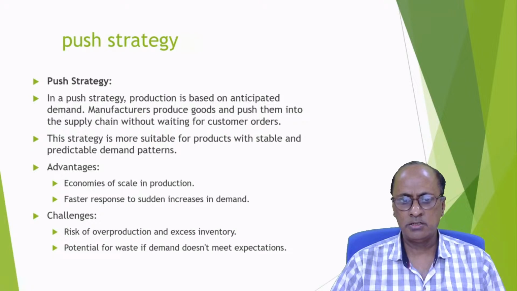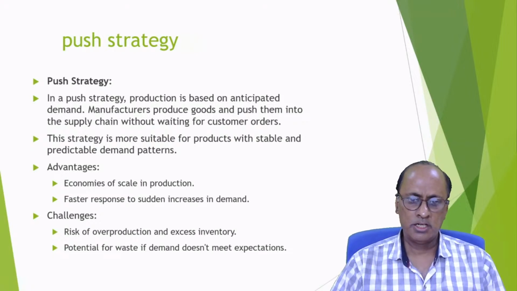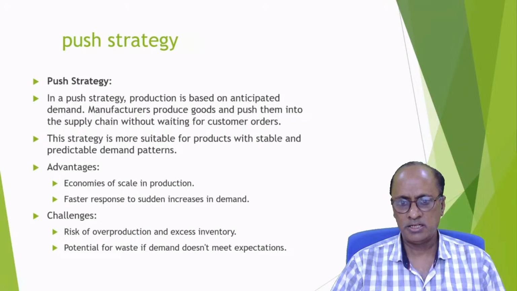And the manufacturers convince the distributors, saying we anticipate the demand in future, so please accept this, and push the goods into the supply chain. The strategy is more suitable for products with stable and predictable demand patterns. So the demand forecast or anticipated demand will be more correct, or there will be less error, when the demand for the product is stable and predictable.